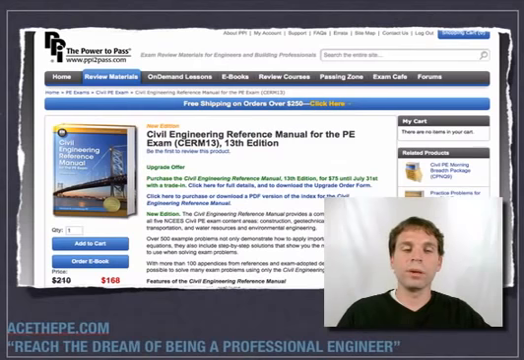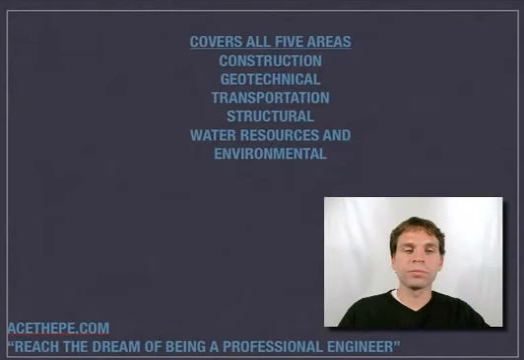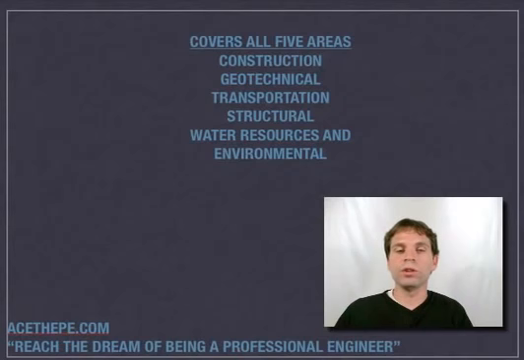But what I want to share with you off that website is what this book covers, and also what is upgraded from the 12th to the 13th edition. I already knew pretty much that the civil engineering exam covers 5 areas, which include construction, geotechnical, transportation, structural, and the final one includes 2 sub-areas, which is water resources and environmental. This book covers all 5 areas in multiple chapters.